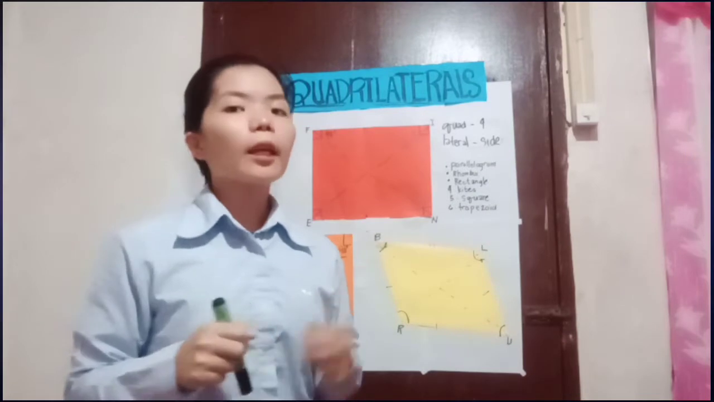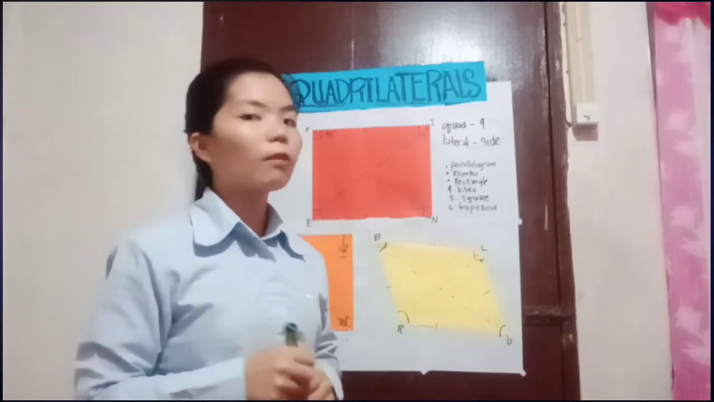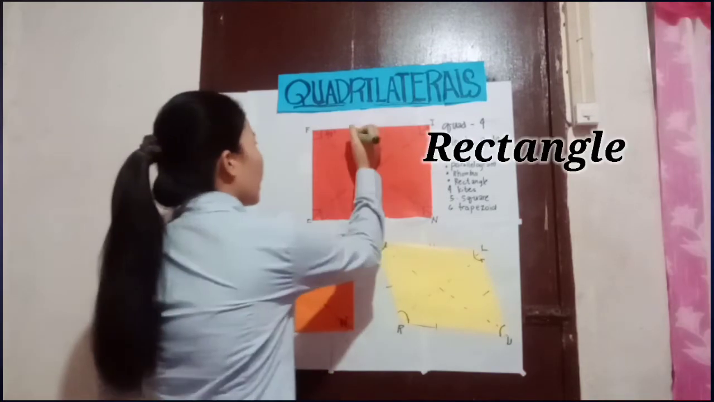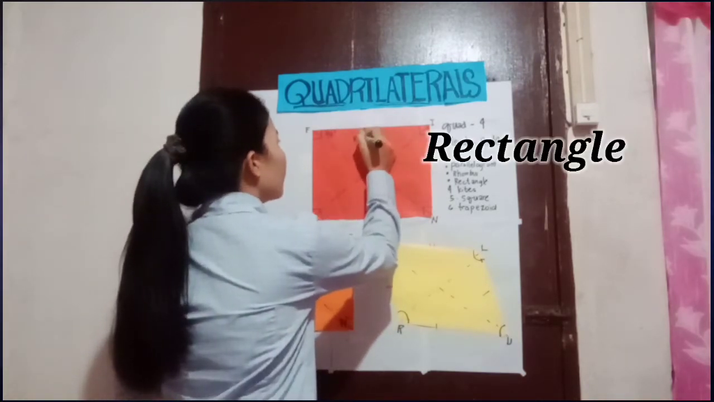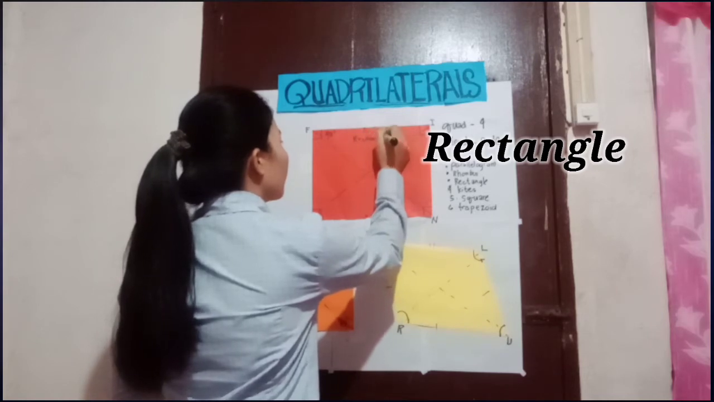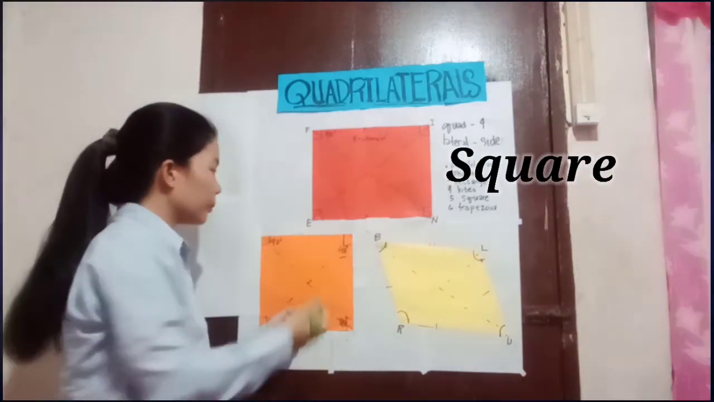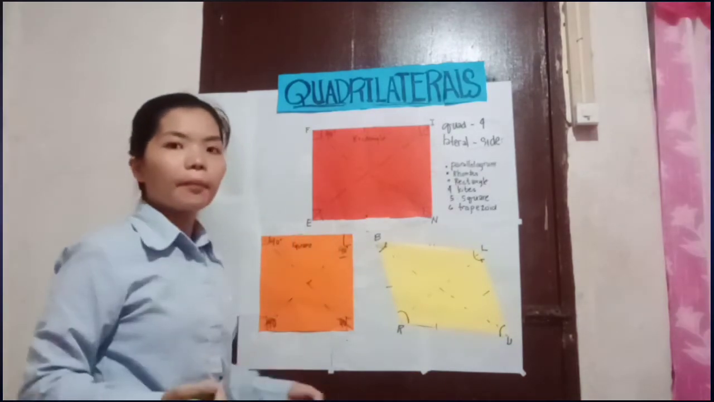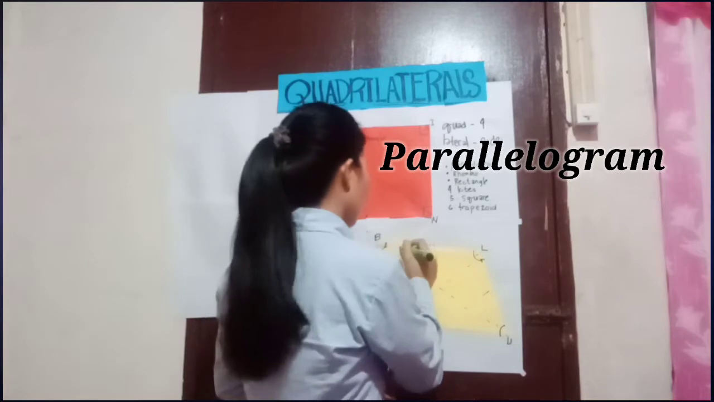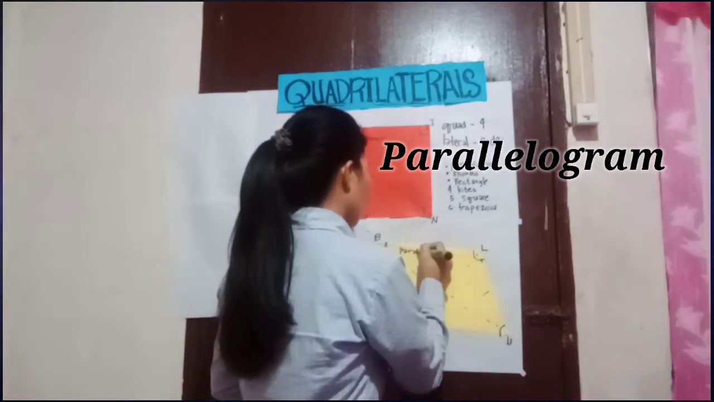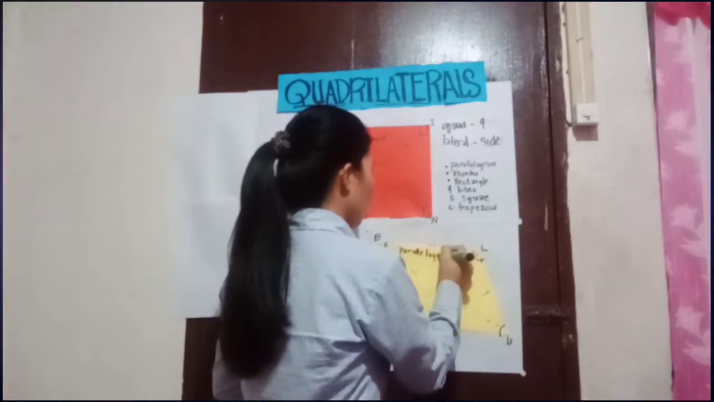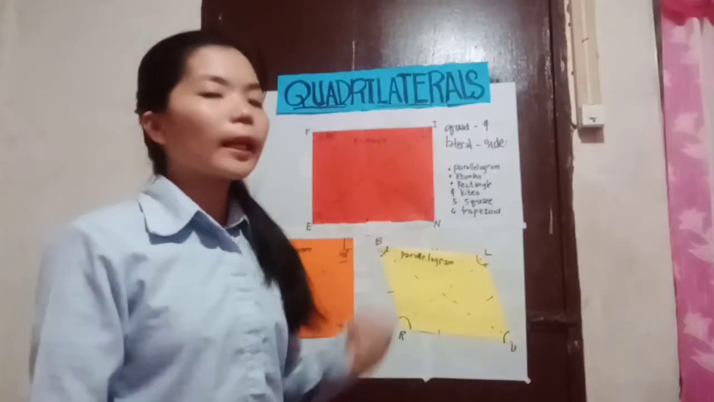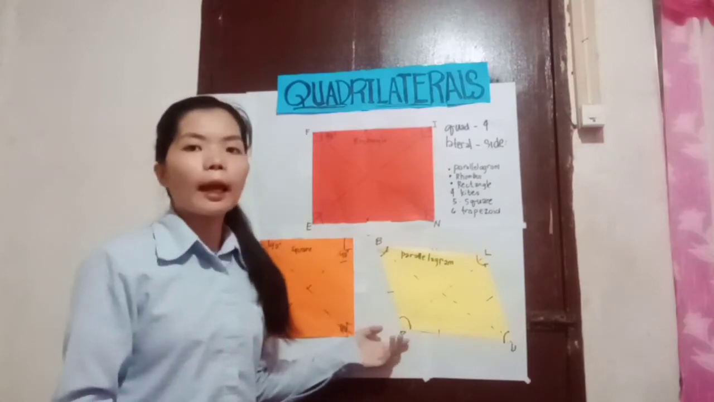So I chose only 3 figures from the family of quadrilaterals, which are rectangle, square, and parallelogram. I will explain their classification and properties.